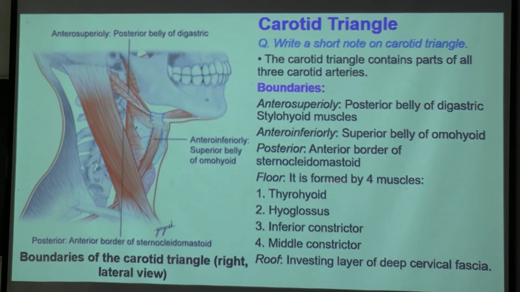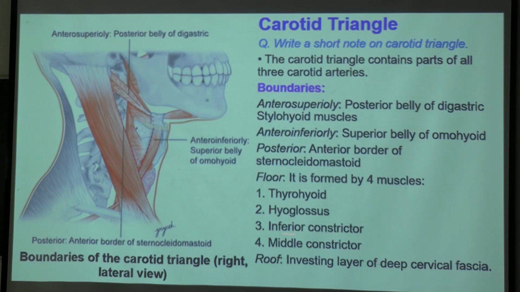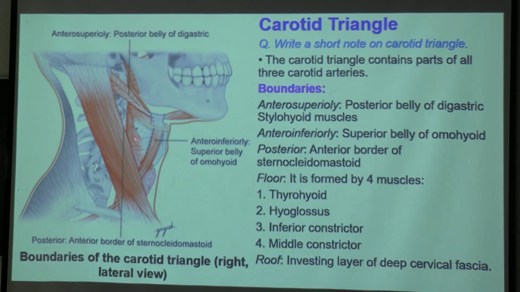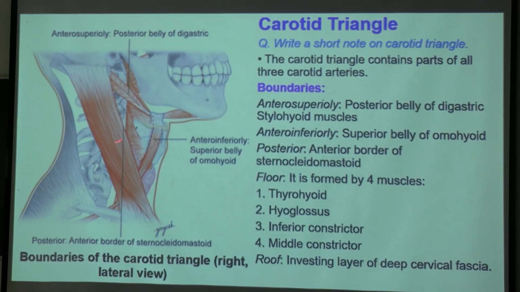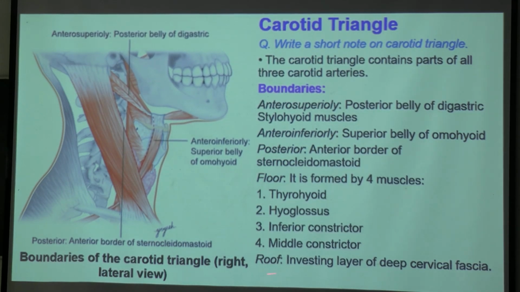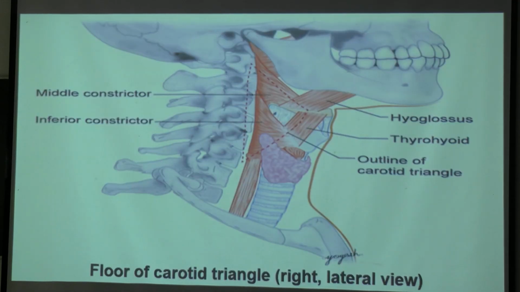Next is the floor. Floor is formed by four muscles: thyrohyoid, hyoglossus, inferior constrictor, middle constrictor. See, this one is the middle constrictor. Here is the inferior constrictor, and thyrohyoid and hyoglossus have been removed. I will show in another picture. And the roof is formed by the investing layer of the deep cervical fascia.